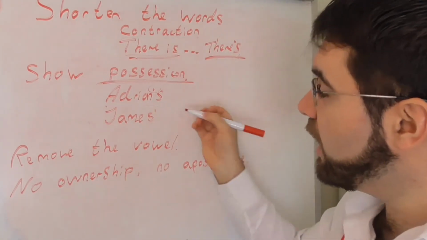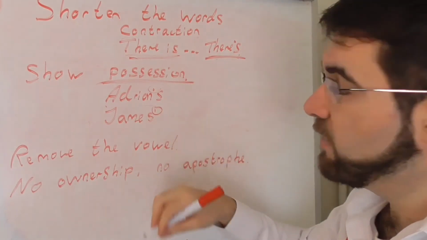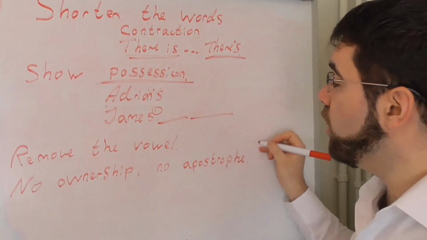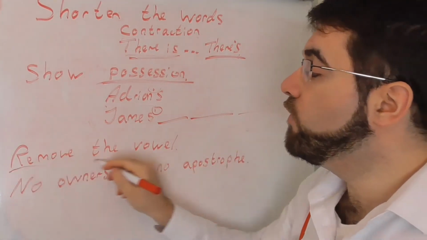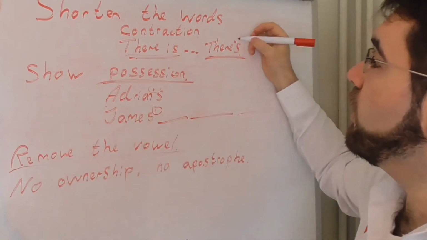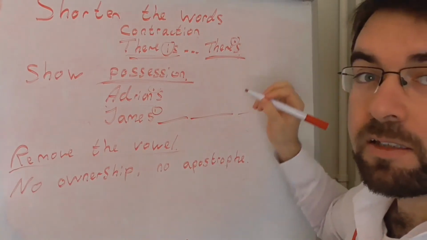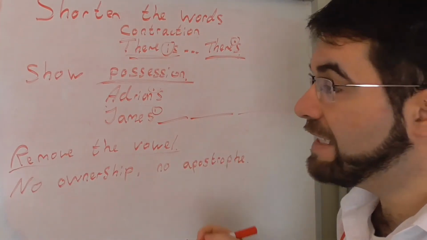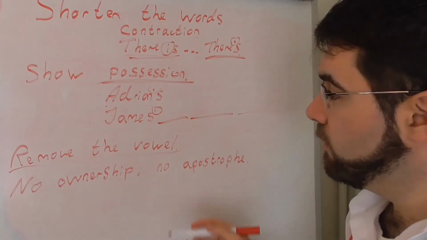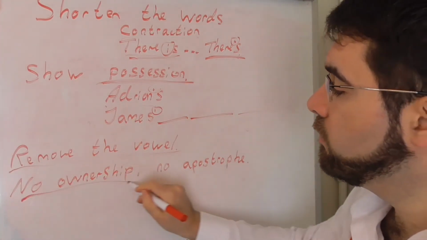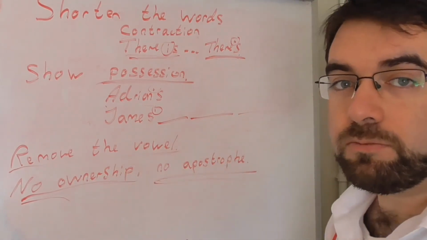But then again, if the word ends in an S already, S, apostrophe, that's it. This is James's hat, James's job, James's whatever. Anything. So generally we remove the vowel when we shorten, especially there is, there's; there aren't, there isn't, N apostrophe T, there isn't. No ownership, no possession, no apostrophe. Worth remembering that.